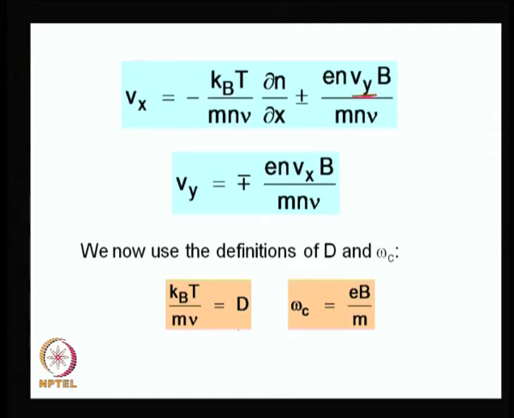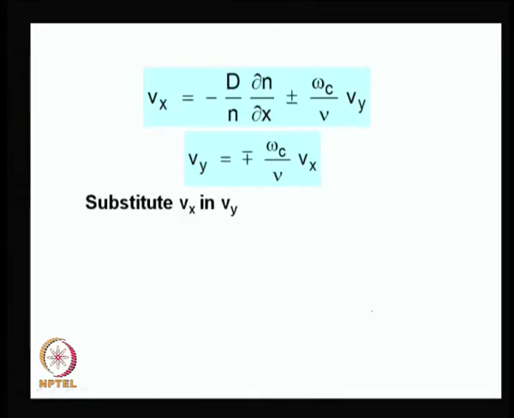we will also make use of the fact that D, the diffusion coefficient, is kBT upon m nu, and we will use the definition of omega c equal to EB upon m and write Vx and Vy in terms of D and omega c. So, in terms of D and omega c, obviously you can see that the expressions are much simpler.